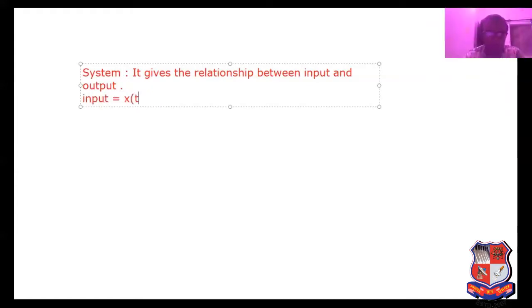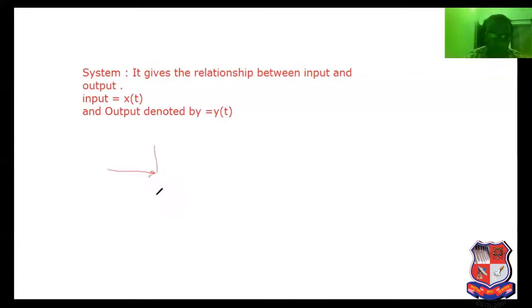System. What is the meaning of system? It gives the relationship between input and output. What is the standard symbol? Input denoted by x of t and output denoted by y of t. And system is known as that which gives the relationship between input and output.